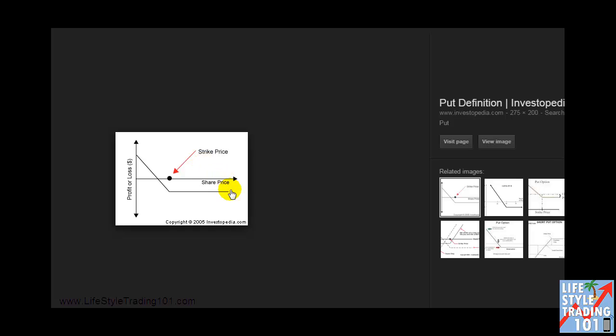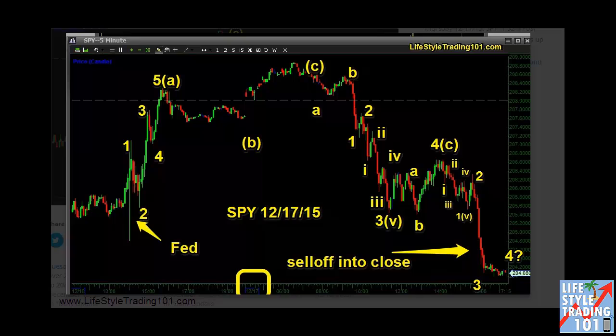And just pulling up a quick put chart. This is a typical put chart. The strike price and where the stock is trading. Basically, if you think the stock is going to go further to the left, then your profits are going to go higher and higher. So basically today the stock went really, really far to the left, and so our profits went really, really high. So why did I choose to buy a put?